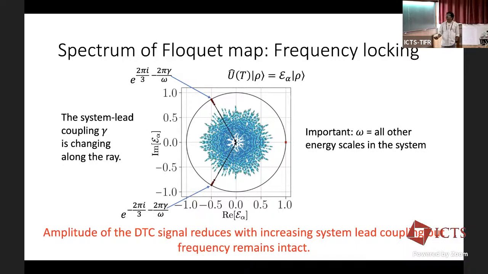No, but then this point cannot have 2 partners, right? This is a unique state. Apart from that, I guess all of them have partners. Because these have a phase, they come in pairs. But this doesn't have a phase.